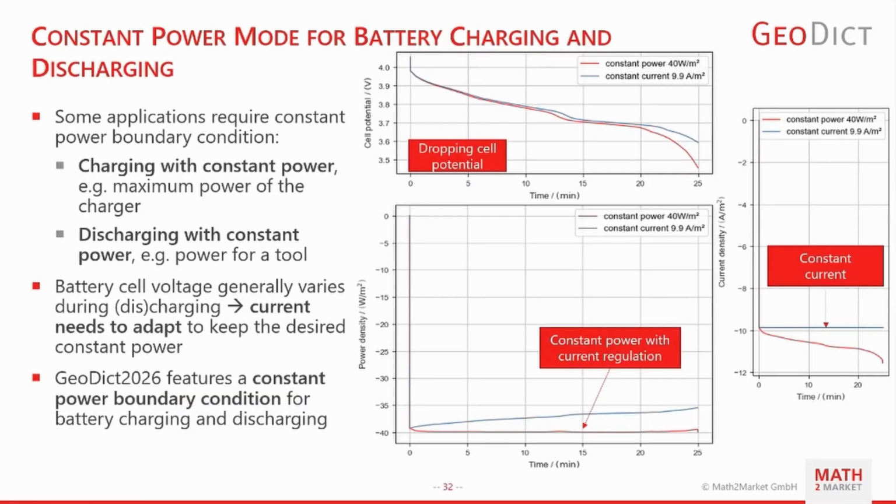And in many application areas, it is also required that you charge or discharge a battery with a constant power instead of a constant current or constant voltage. For example, when you charge a battery, the maximum power that the charging device can deliver is restricted. And also when you discharge a battery, the cell voltage is usually not constant, but decreasing over time to maintain a constant power. And in the 26 version, it's now possible to prescribe a constant power boundary condition that allows charging and discharging of a battery with constant power.